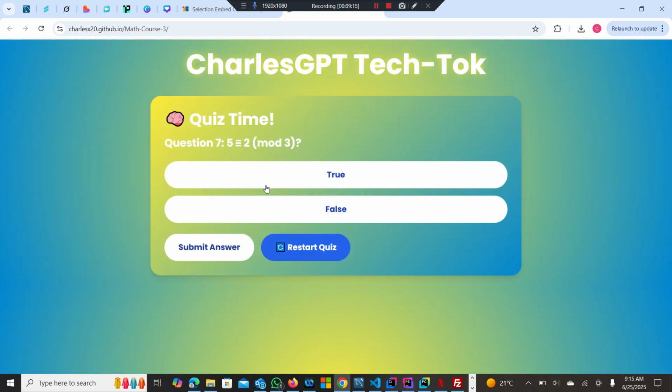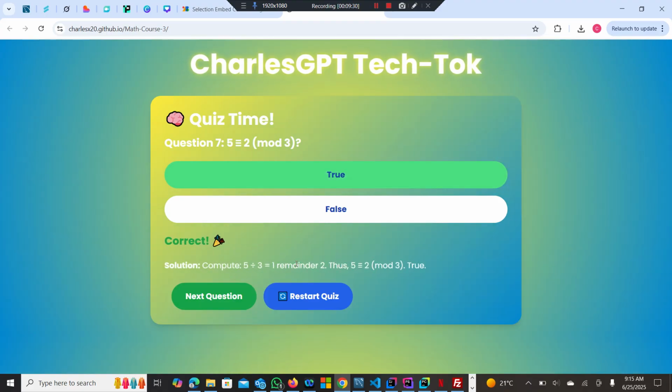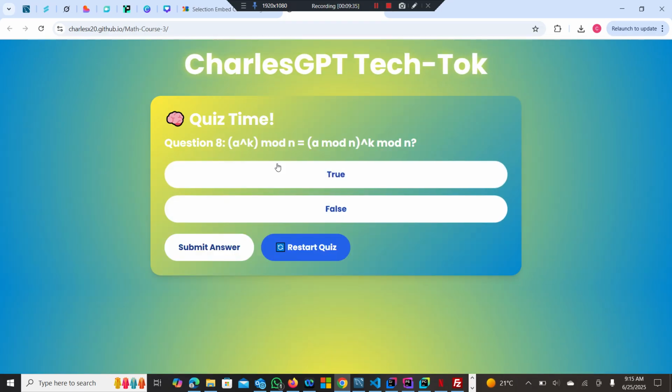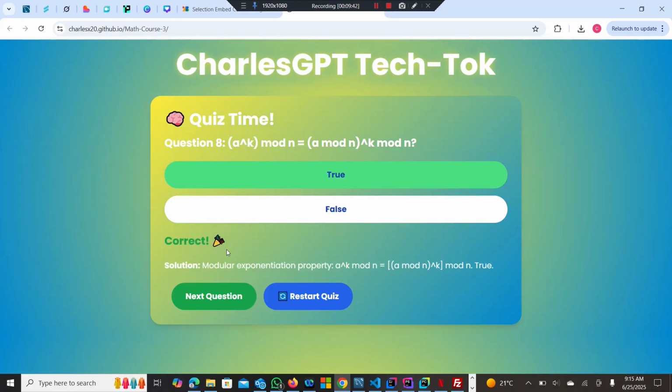Next question, we have this. Okay, what it means is that 5 mod 3 is equal to, because 5 divided by 3 would be 1 remainder 2. So the answer is true. So we submit. So you see how the thing works. It gives you an exact solution for this. So next one, we have this. Yeah, it's true, as we said. Don't worry, in my next improvement, I think I will make something more cool. So you guys should just bear with me.